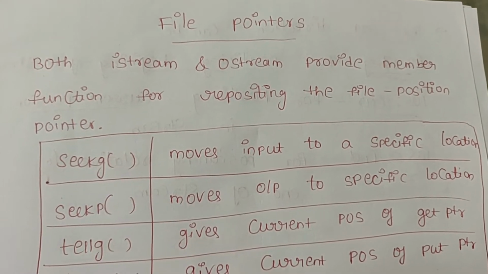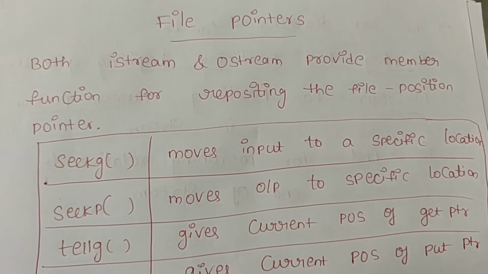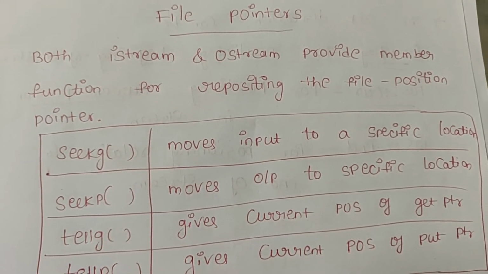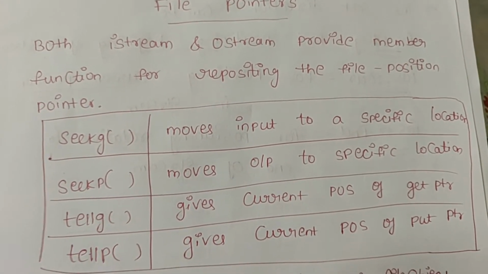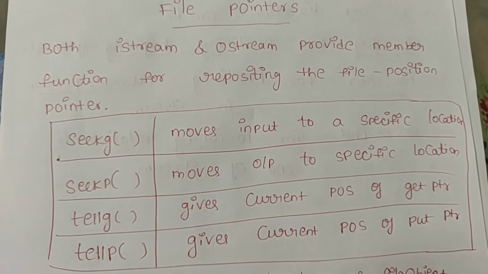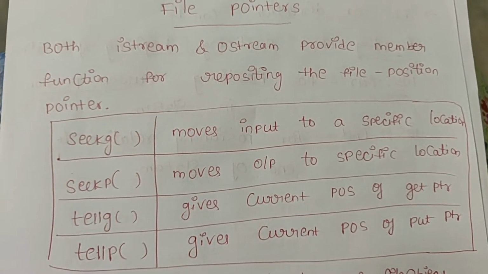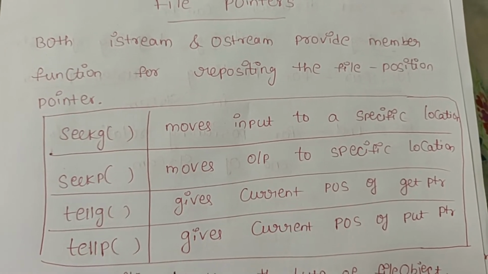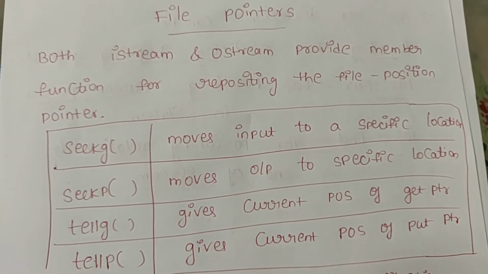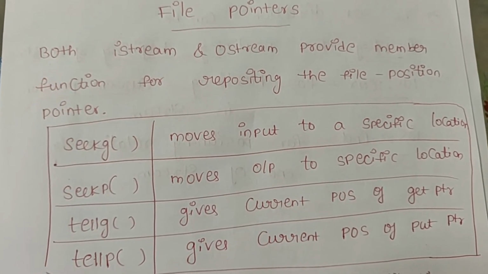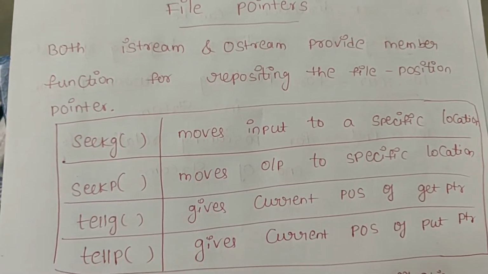File pointers. We are done with the input output operations, right? So next, how to deal with the files. To perform different operations with the files, we need to know the pointers of the files. A file is also the same as memory. We can perform different operations on the files.